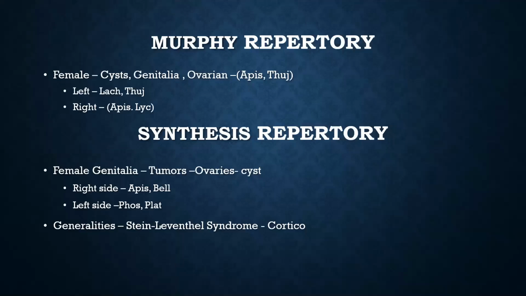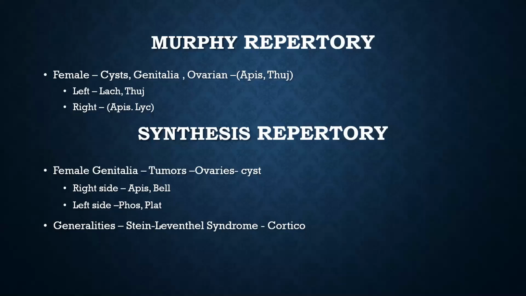Murphy's repertory, if we see, again, we have female cyst, genitalia, ovarian, which is left, again, right. These are the subrubrics which are given under Murphy's repertory. Now, synthesis repertory, female genitalia, tumors, ovary cyst, again, right and left. I had told that in one particular repertory I found the most appropriate rubric for PCOD. That is under synthesis repertory. If you go to the chapter generalities, we find Stein-Leventhal syndrome. Stein-Leventhal syndrome is another name for polycystic ovarian syndrome, we all know. And there is only one remedy which has been given, that is corticotropinum.